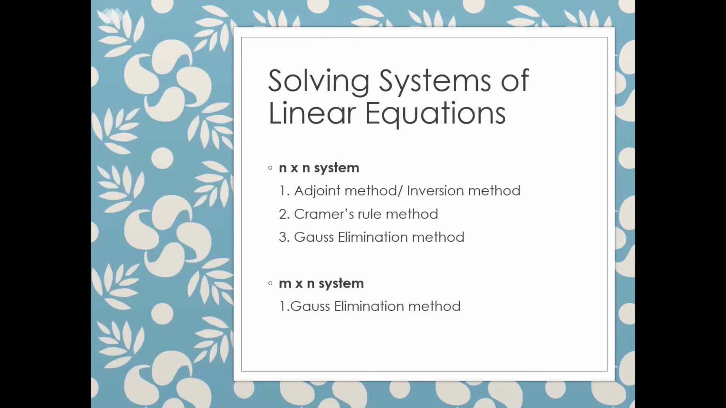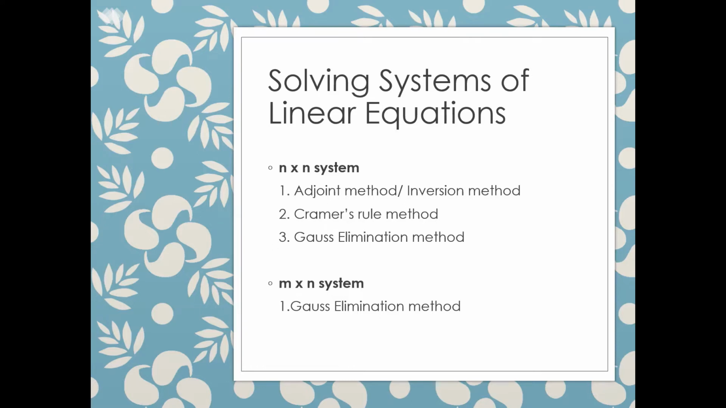To solve the n by n system of linear equations, you may use the following three methods: 1. Adjoint method, which is also known as inversion method, 2. Cramer's rule method, and 3. Gauss elimination method. However, to solve the m by n system, only Gauss elimination method can be used. Adjoint and Cramer's rule method are not applicable because these methods involve determinant, which is only defined for a square matrix.